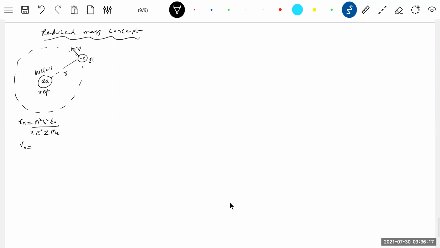Vn is equal to z e square by 2 epsilon naught nh. And then the expression for energy: minus m z square e to power of 4 by 8 epsilon naught square n square h square. This is for the nucleus at rest.